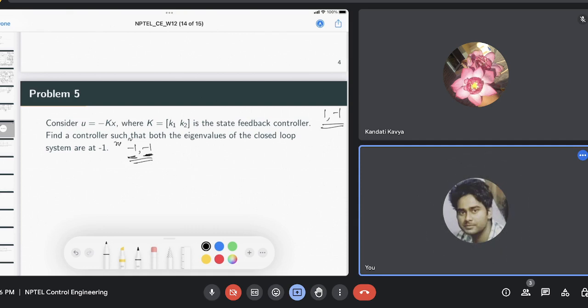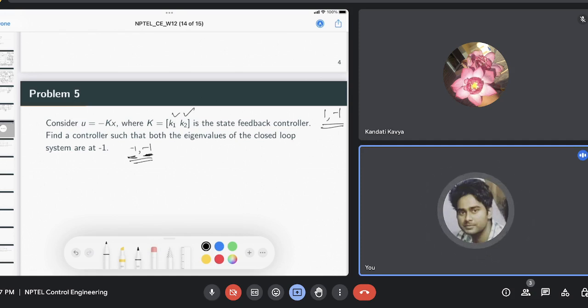Okay, the eigenvalues. One eigenvalue we can choose, the other we cannot choose. So we can just arbitrarily choose -1 and -1. The second one is already fixed at -1, so for the first one we just choose -1. We can also choose other values for the first eigenvalue. When we derive, we will see that only one k value will actually affect this eigenvalue.